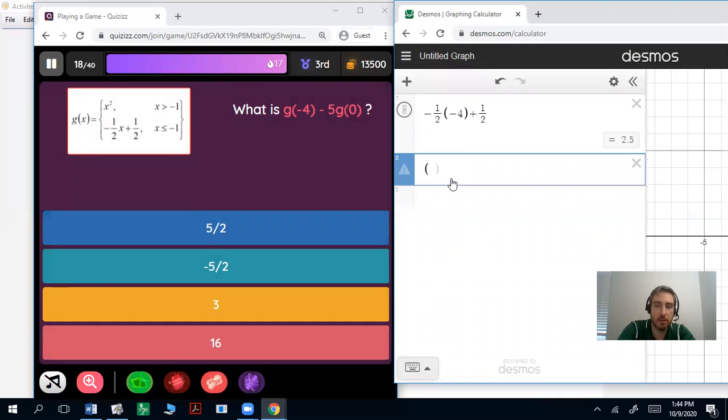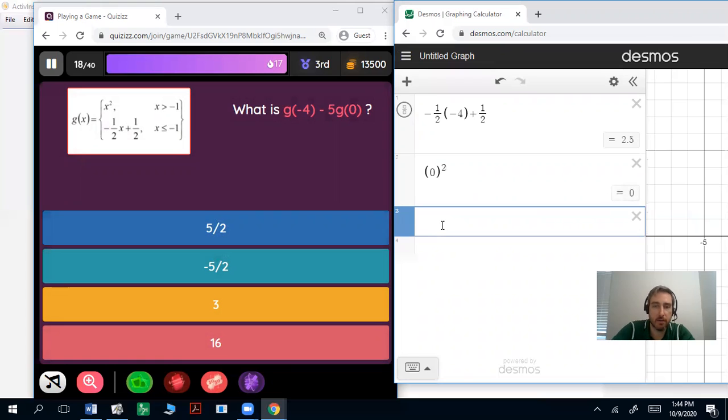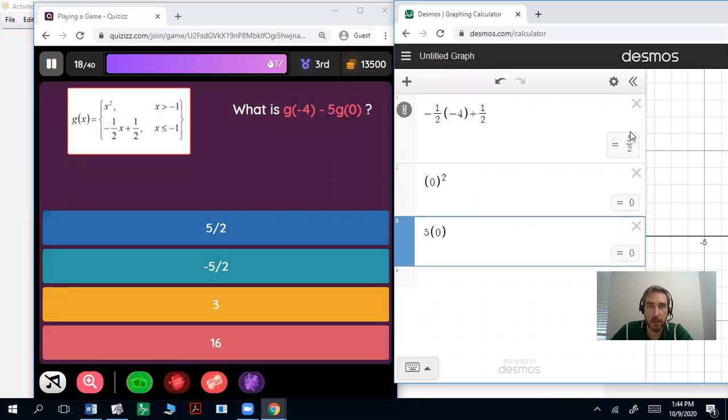G of 0, well, 0 is greater than negative 1. So if I plug in 0 for 0 squared, that's going to be 0. And then if I multiply that by 5, no surprise there, that's still going to give you 0. So that's nothing. So this number right there is 2.5. 2.5 is the same as 5 divided by 2.